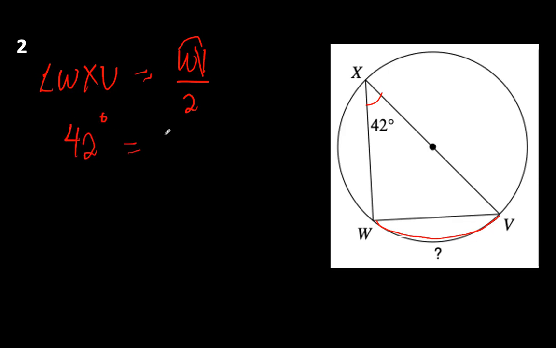And we said that the measure of the inscribed angle WXV is equal to half of its intercepted arc, WV over 2, arc WV. All right. So we know that the measure of angle WXV is equal to 42 degrees, is equal to arc WV over 2. Therefore, the arc WV is equal to what? 84 degrees. Okay, so the measure of the arc WV here is 84.